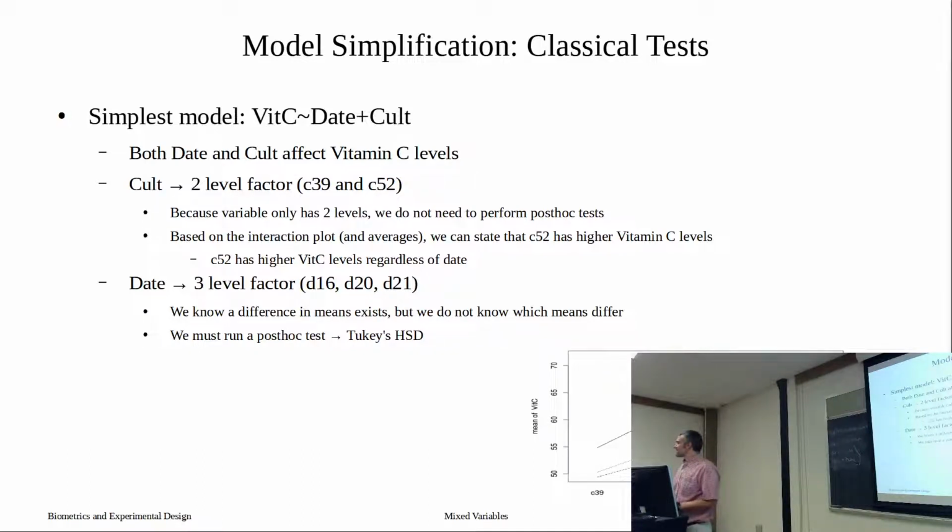Do you have a question? No. This? So, yeah, that basically saying that cultivar and the date together are significant. The interaction is not significant. But individually, they are. Yeah, okay.